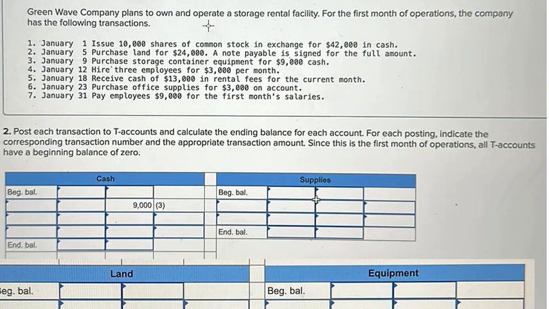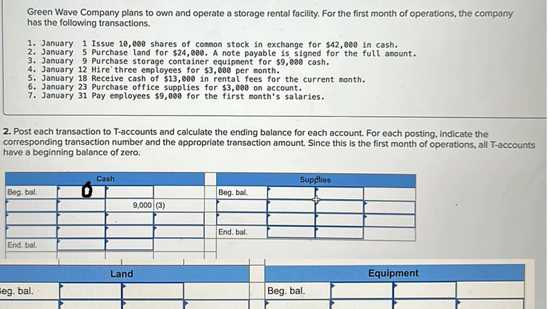Hello everybody, today I want to show you step-by-step how to answer question number 1 to question number 7. The first thing: this is the first month of operations. All the accounts have a beginning balance of 0 here. So in this one, we need to put the number 0 for the beginning balance. About cash, it always goes to debit.